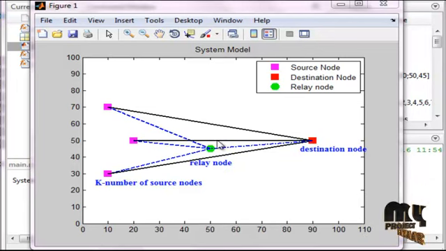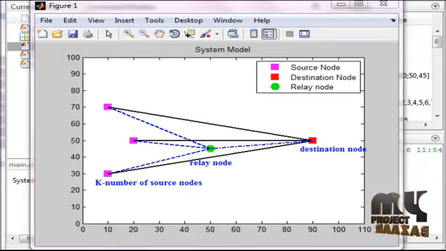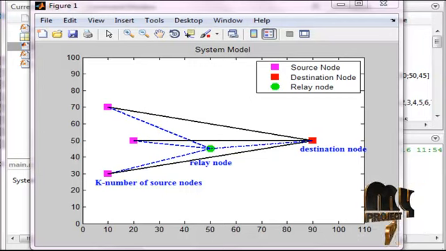So in the first hop, the channel coefficients of the ith user between the source and destination nodes, and the source and relay nodes, on the jth subcarrier are denoted by H_SD, that is source to destination, and H_SR, that is source to relay, respectively. In the second hop, the channel coefficients between the relay and the destination node on the jth subcarrier are relay to destination.